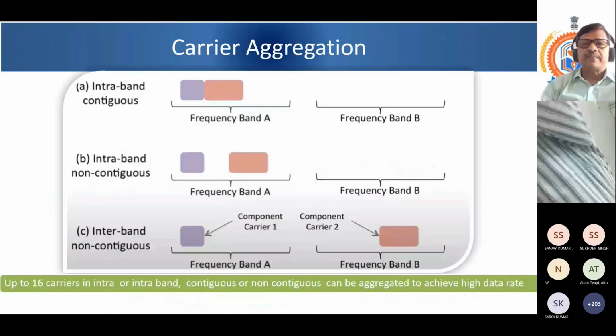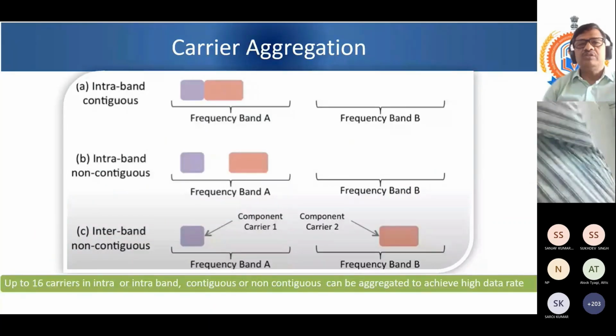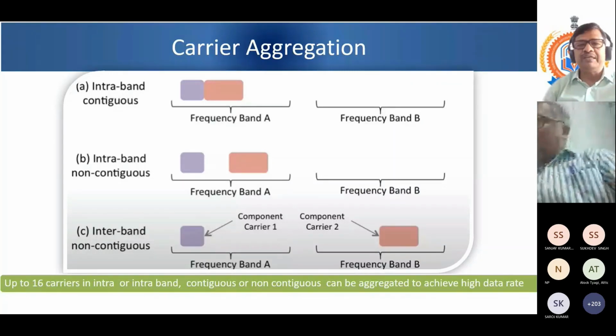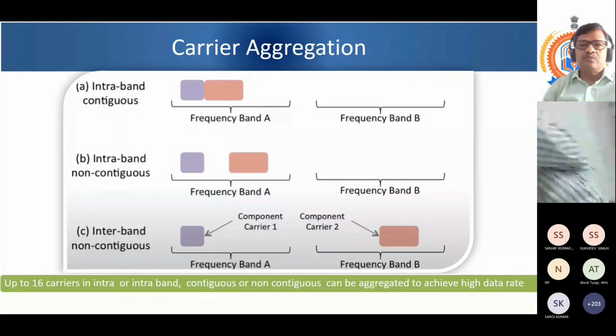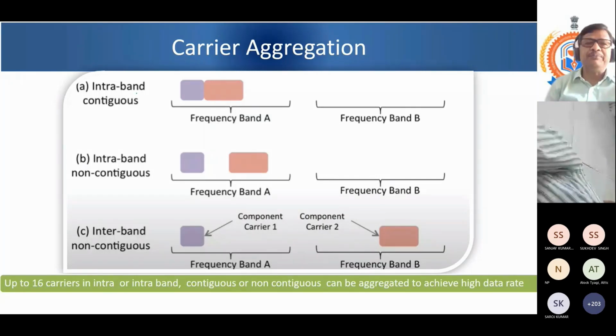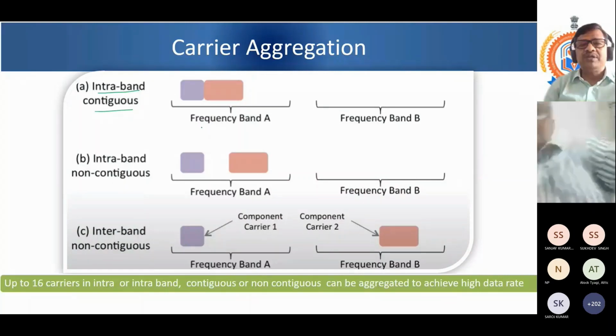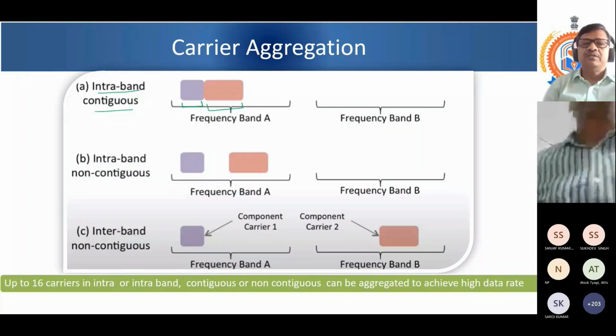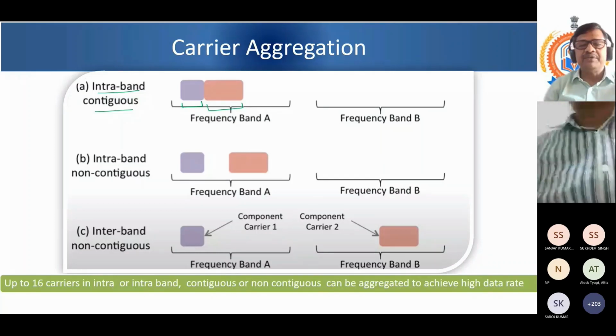Okay, so as in 3G and 4G, there is also a concept of carrier aggregation. That means you can use more than one component carrier. So what kind of carriers can be aggregated? Carriers in the same band, intra-band, contiguous. Suppose in a particular band, there is some chunk of component here, some chunk of component here. So it is possible that these carriers can be aggregated.